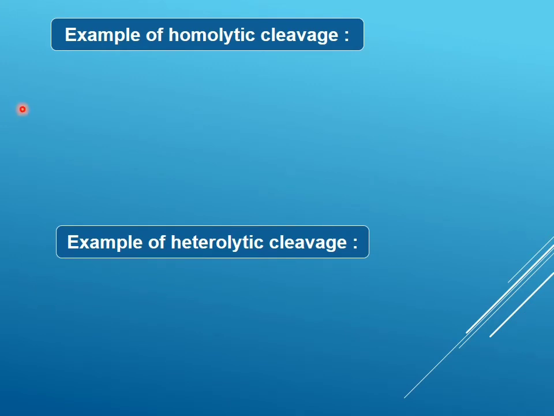Here are more examples of homolytic cleavage happening in the chlorine molecule. Both chlorine atoms have the same electronegativity. So in the presence of UV light, the single bond will break symmetrically. Each electron will be given to a chlorine atom. You can see a half-headed arrow showing that one electron is transferred to the atom. So we will have chlorine free radicals.